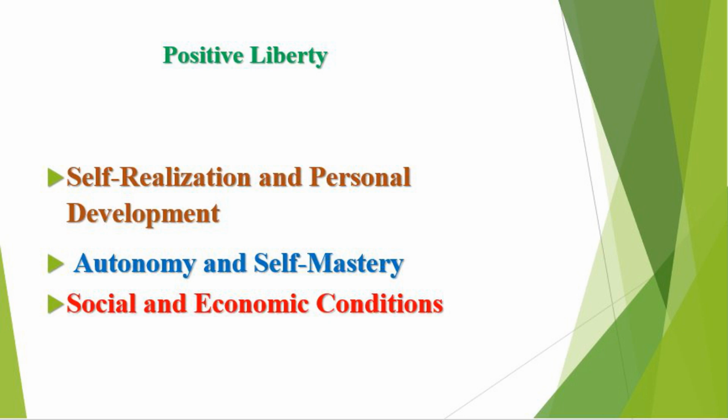Third point is social and economic conditions. Mill recognizes that certain social and economic conditions are necessary for individuals to exercise their positive liberty. For example, the state should ensure basic welfare, healthcare, and economic opportunities. If basic social and economic facilities are unavailable for individuals, then they will not be able to pursue their goals and aspirations effectively.